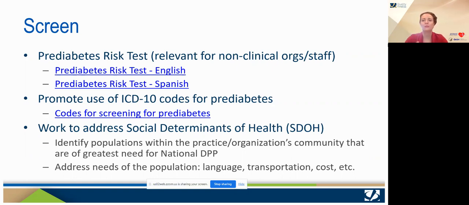We also want to encourage clinical practices to use ICD-10 codes for prediabetes. As you are having the prediabetes conversation with patients, as you are determining where patients are at with prediabetes, we want to make sure that you are coding for that so that then again, you can run a report.